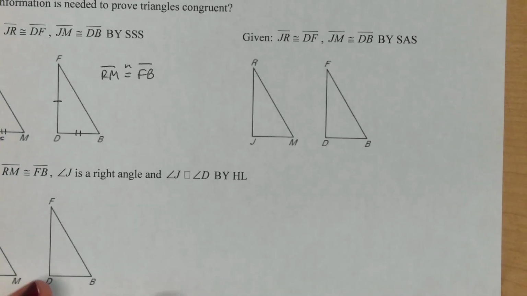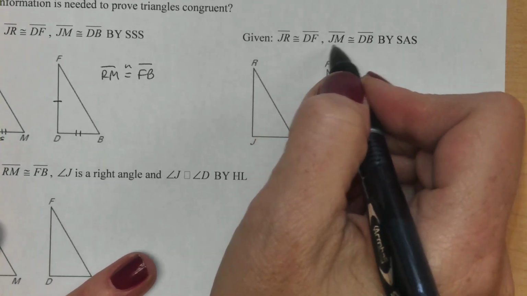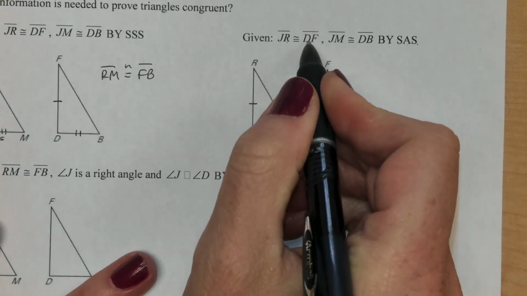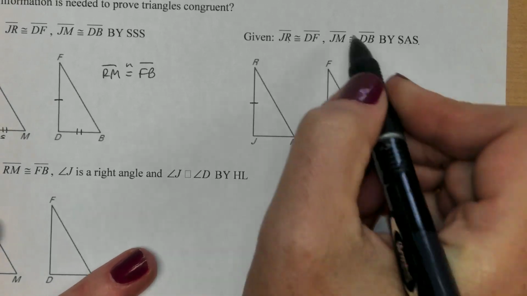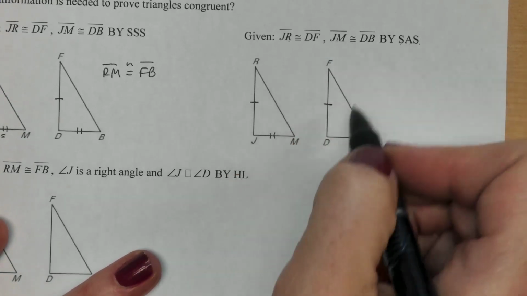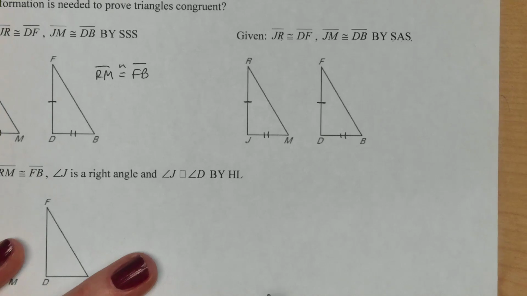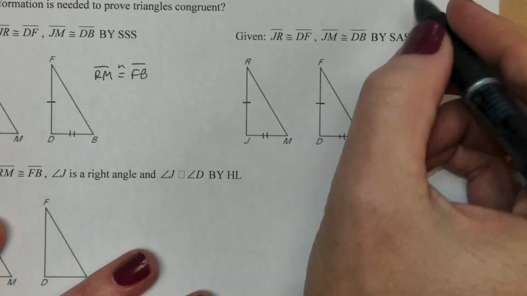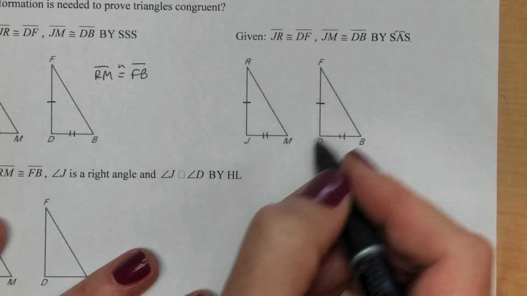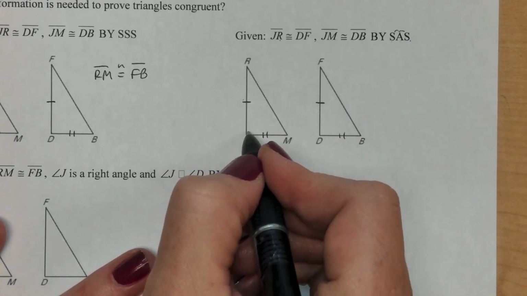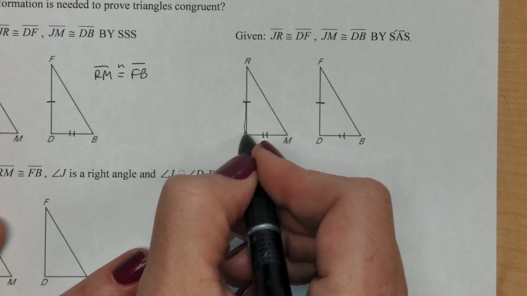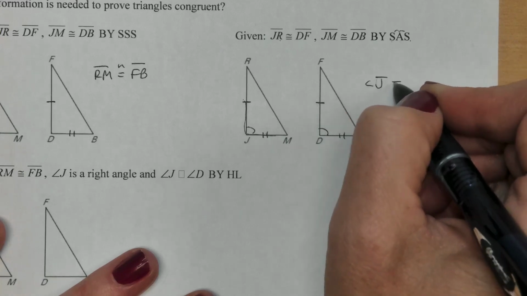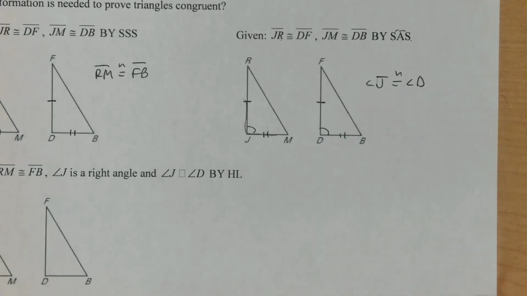Next up, we're going to do the same pictures, same concept, only we're going to change it to be side, angle, side. So JR is right here, still congruent to DF. Then I've got JM, again on the bottom, to DB. Okay, so it's pretty much the same setup as the last one, only this time I want to be side, angle, side. So here are my two sides, and my angle has to be between them, has to be touching both sides. So the only angle that touches both of those lines is right there, angle J, and that would have to go with angle D. And that would give me side, angle, side.